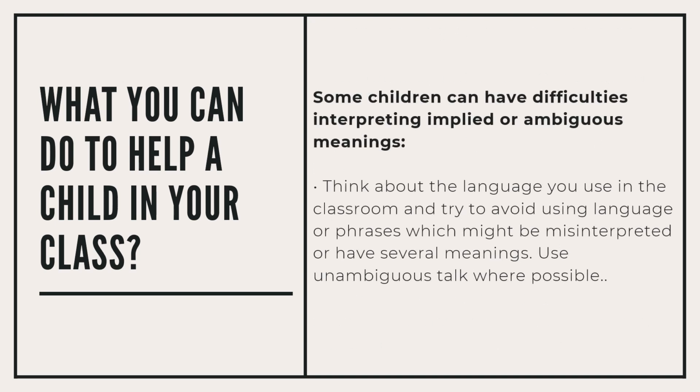There are also some children that can have difficulties interpreting implied or ambiguous meanings. Think about the language you use in the classroom and try to avoid using language or phrases which might be misinterpreted or have several meanings. Use unambiguous talk where possible. So, jargon or any unfamiliar words is a big no-no if you notice that some of your learners are having difficulties understanding or interpreting implied or ambiguous meanings.